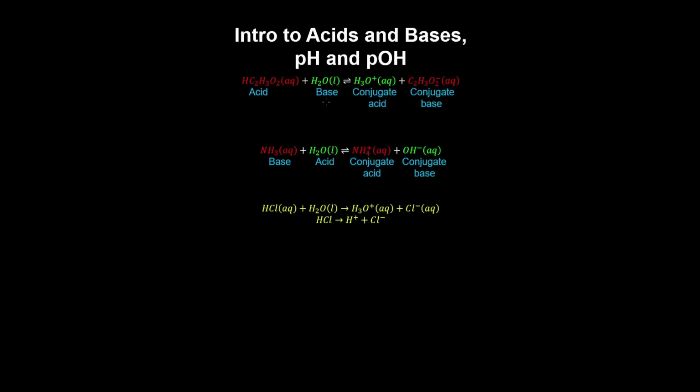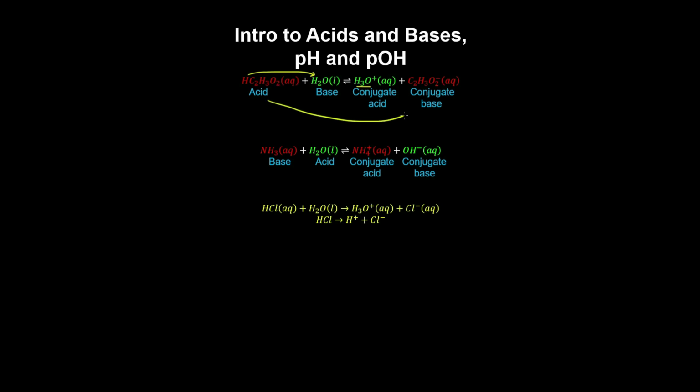Using the Bronsted-Lowry definition, we defined an acid as a proton donor. So here acetic acid donates a proton to water, and that yields hydronium. And here H2O is the base because it accepted the proton.